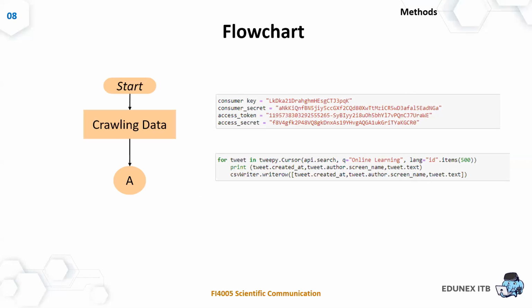This is the flowchart for this research. The first stage in this research method is to collect data in Python by requesting the Twitter API to obtain the keys and tokens needed to access Twitter storage. The keyword online learning is used with a total of 500 data per data retrieval. Next slide.